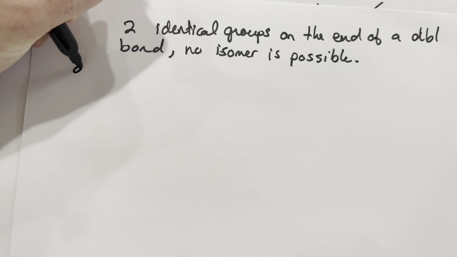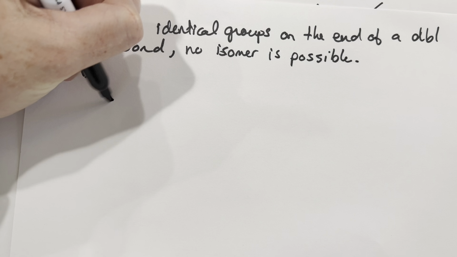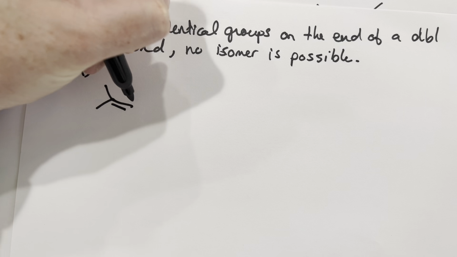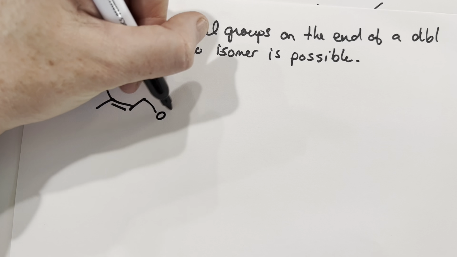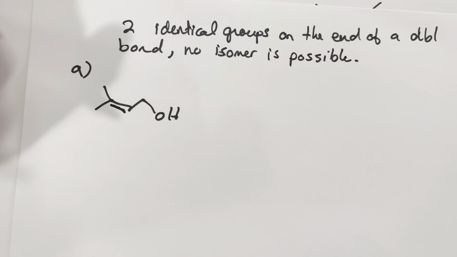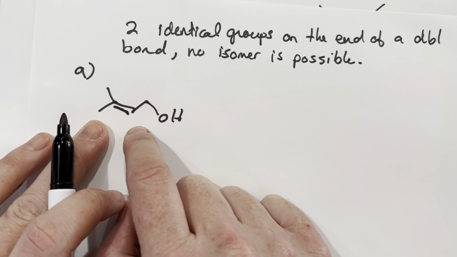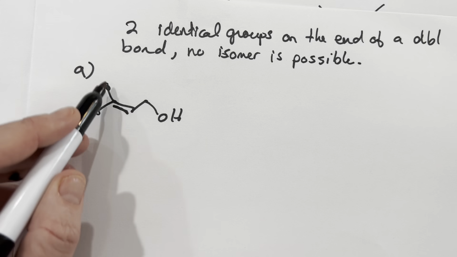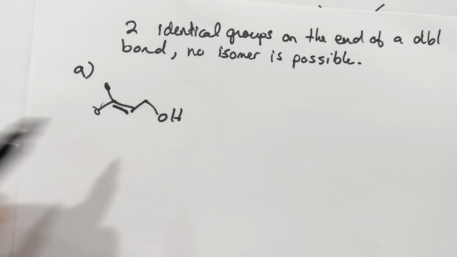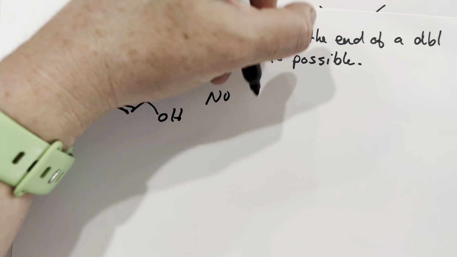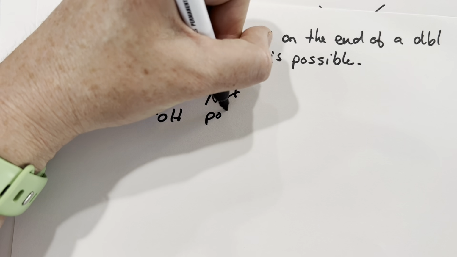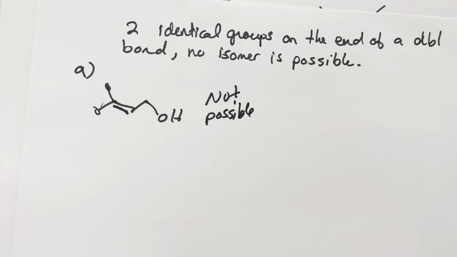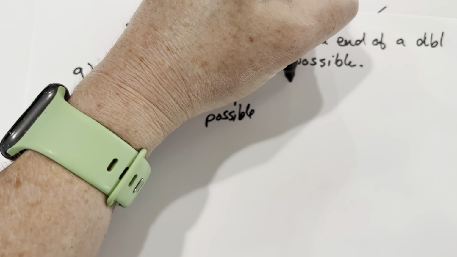Okay, so let's look at three molecules. Let's look at A. Okay, so here's our double bond. Notice you have two identical methyl groups on this side. Therefore, not possible. No stereogenic center is possible for A. All right, let's look at B.